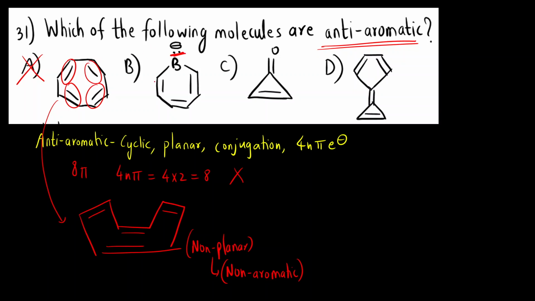Option B: 2, 4, 6, 8. It follows the 4n pi electron rule. If I put n equal to 2, I will get 8 pi electrons. And is it planar? Yes, it is planar.